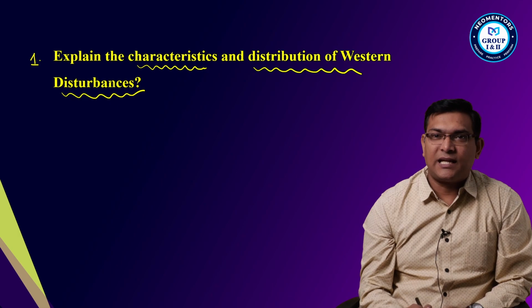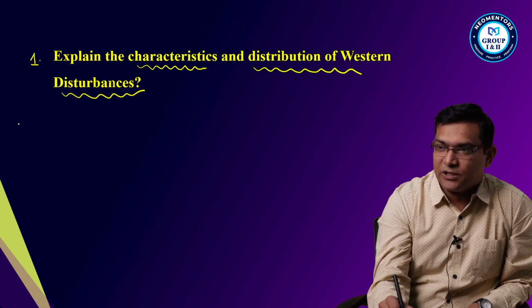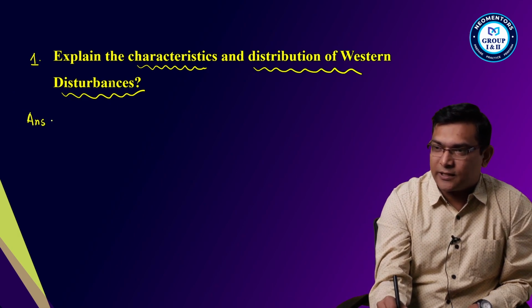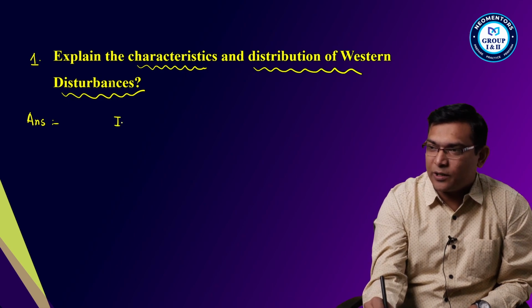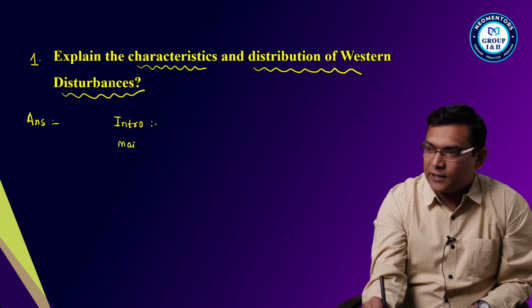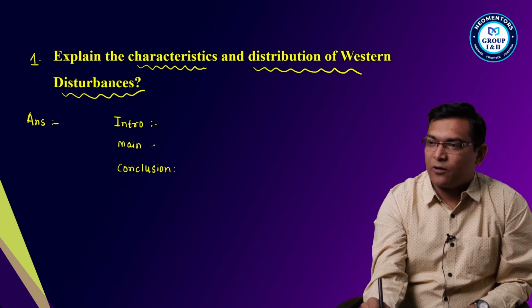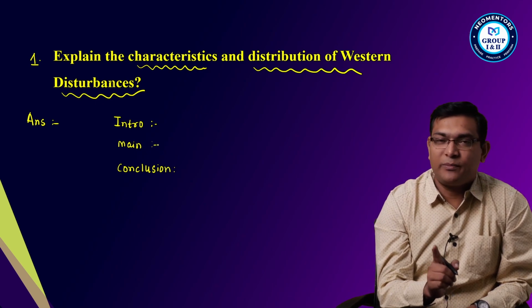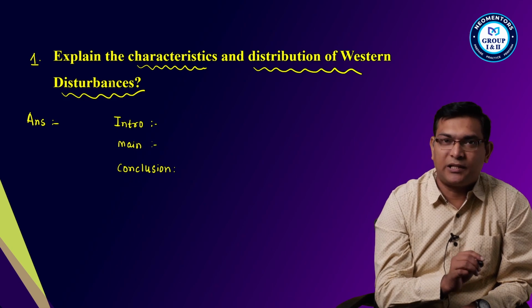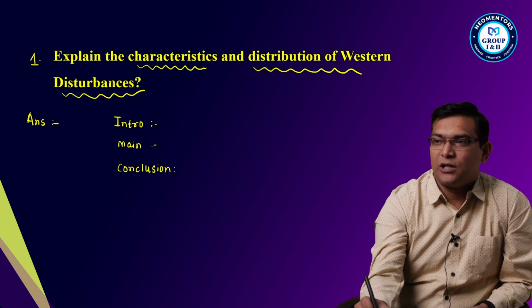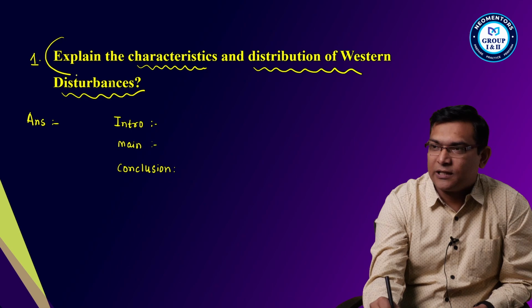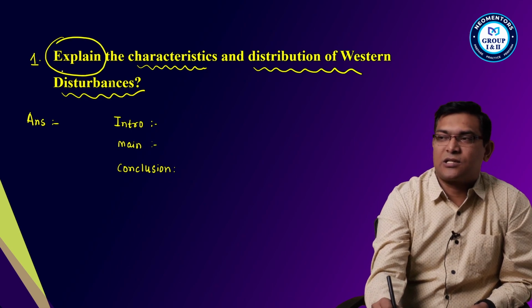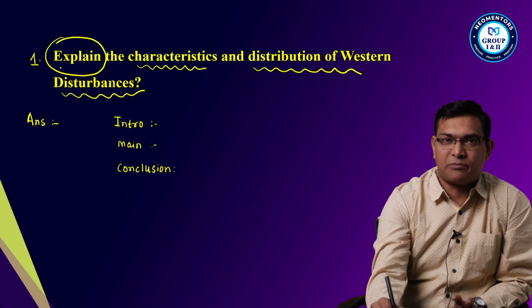So first let us see how to write this answer. What should be in the introduction, what should be in the main body, and what should be in the conclusion. So three things we are going to see. What will be there in the introduction, what will be there in the main body and what will be there in the conclusion. See, what is the question here? The question is: explain the characteristics and distribution of western disturbances.